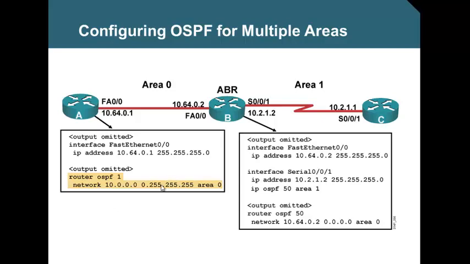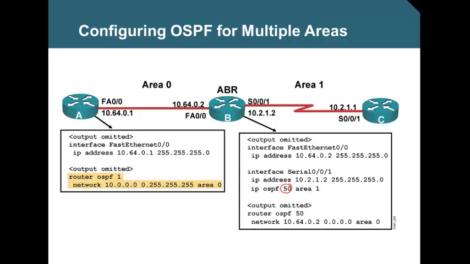You see, when we are doing under interface, this process ID matters. We need to use the same process ID on all interfaces if you want all of them to work in one autonomous system, one OSPF.